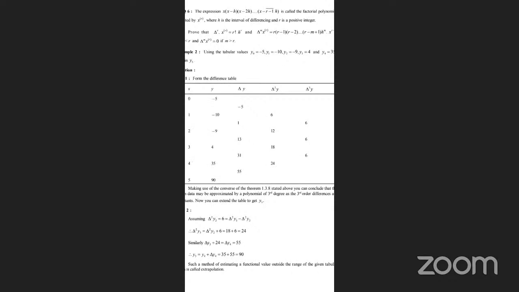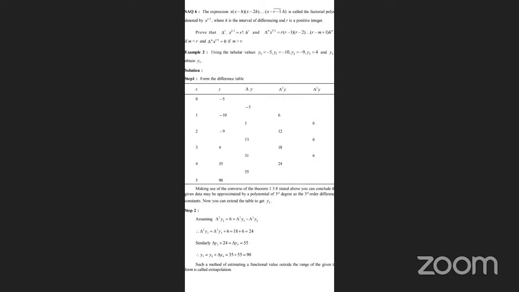So del y: -10 plus 5, that is -5; -9 plus 10 is 1; 4 plus 9 is 13; 35 minus 4 is 31; 90 minus 35 is 55. Again, 1 plus 5 is 6; 13 minus 1 is 12; 31 minus 13 is 18; 55 minus 31 is 24. So what are the values we are taking? 12 minus 6 is 6; 18 minus 12 is 6; 24 minus 18 is 6. All the values are 6.